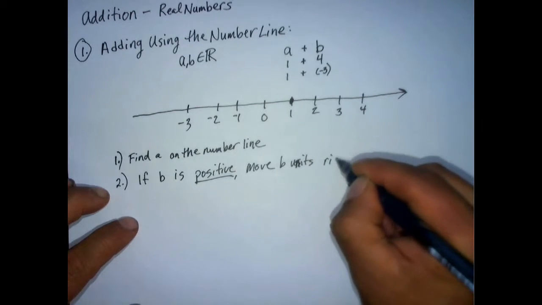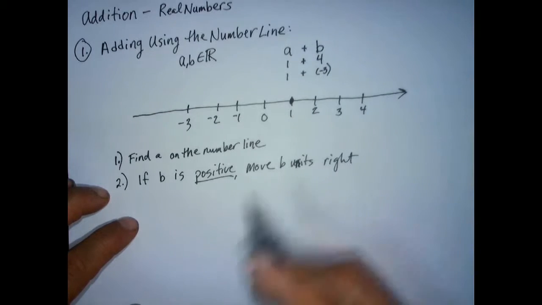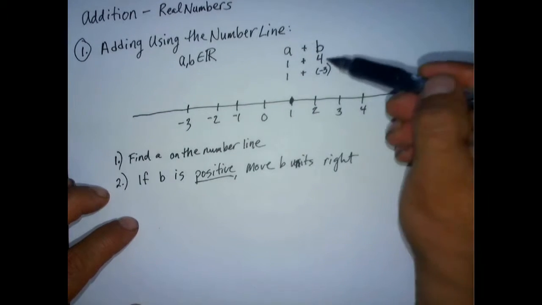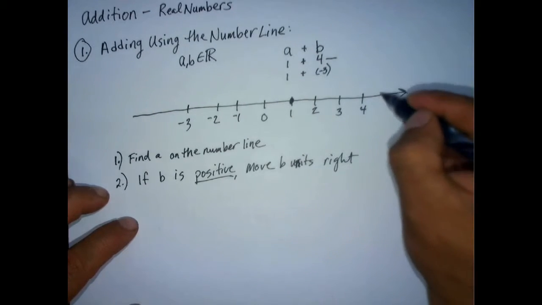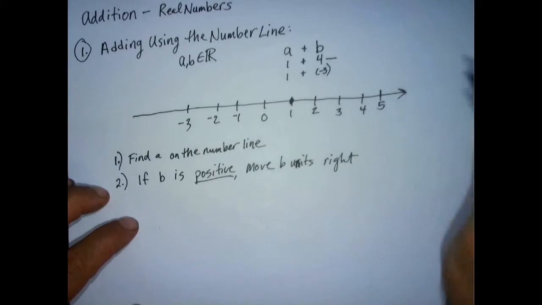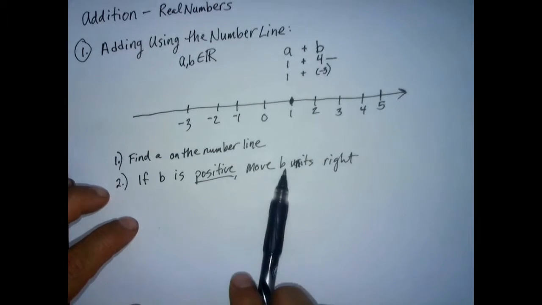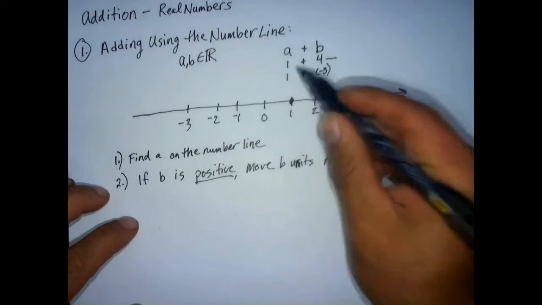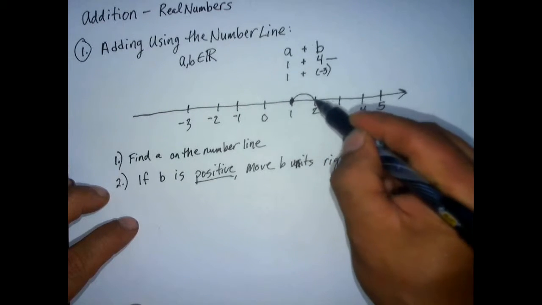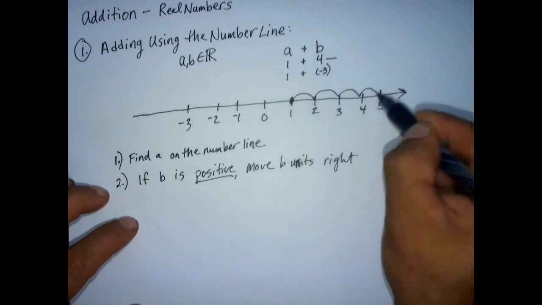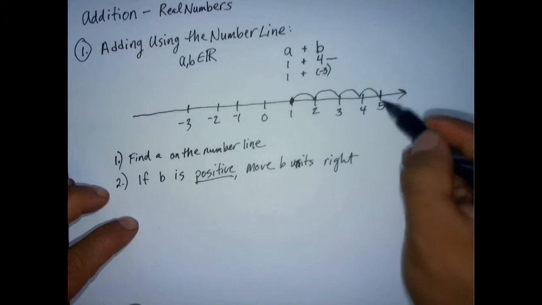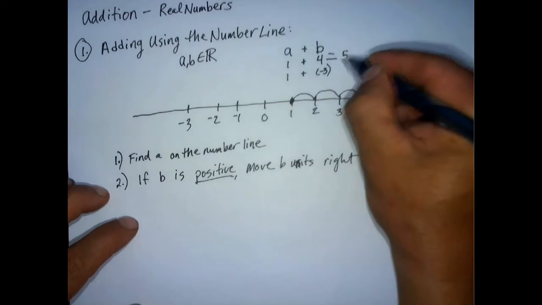So if B is positive, in this case right here, B is positive. Of course, I didn't put enough numbers out there. Let me put another one out there. So B is positive. We're going to move B units to the right. 1 plus 4 will be 1, 2, 3, 4 units to the right. And where we land is the answer. So 1 plus 4 is 5.